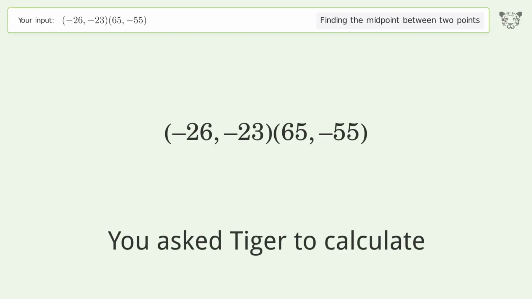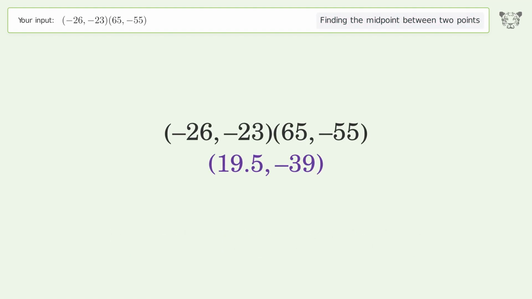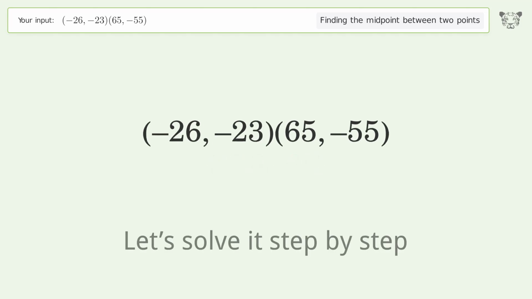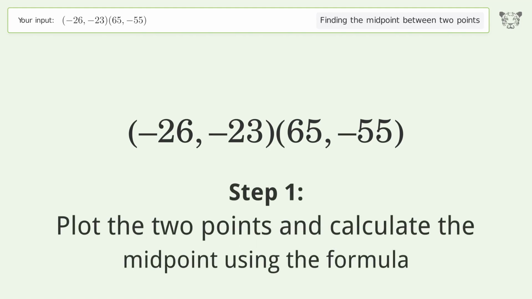You ask Tiger to calculate. This deals with finding the midpoint between 2 points. The midpoint between the 2 points is 19.5, -39. Let's solve it step by step. Plot the 2 points and calculate the midpoint using the formula.